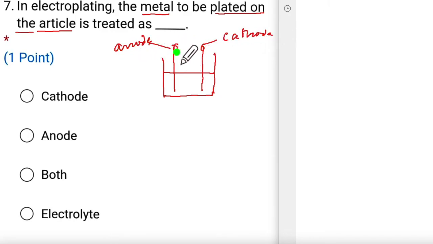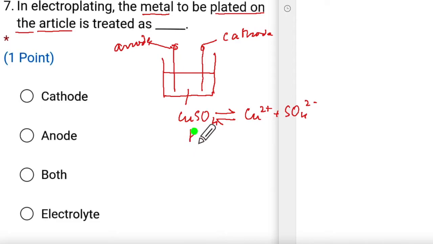A little bit of working can help you in avoiding making silly mistakes. So let us take copper sulfate. Now copper sulfate is going to dissociate in aqueous solution, giving you Cu2+ and SO4 2-. H2O is going to dissociate into H+ and OH-. So these are the cations. These cations are going to the cathode.